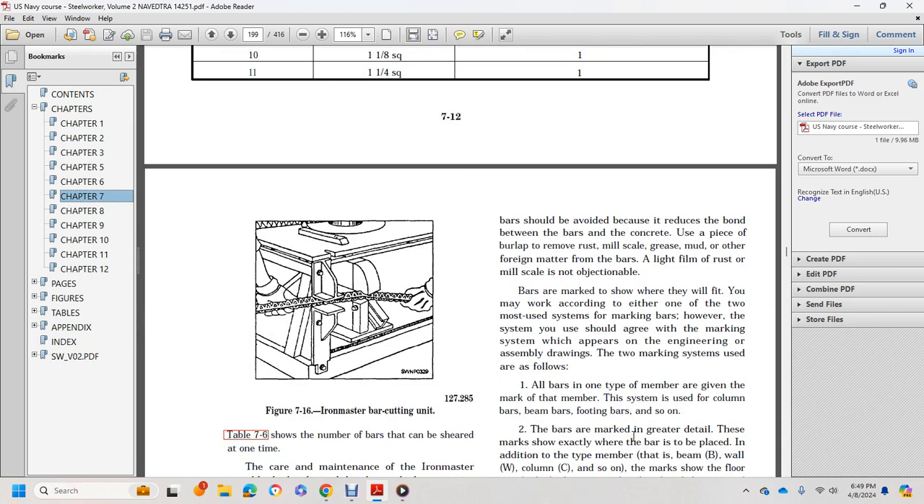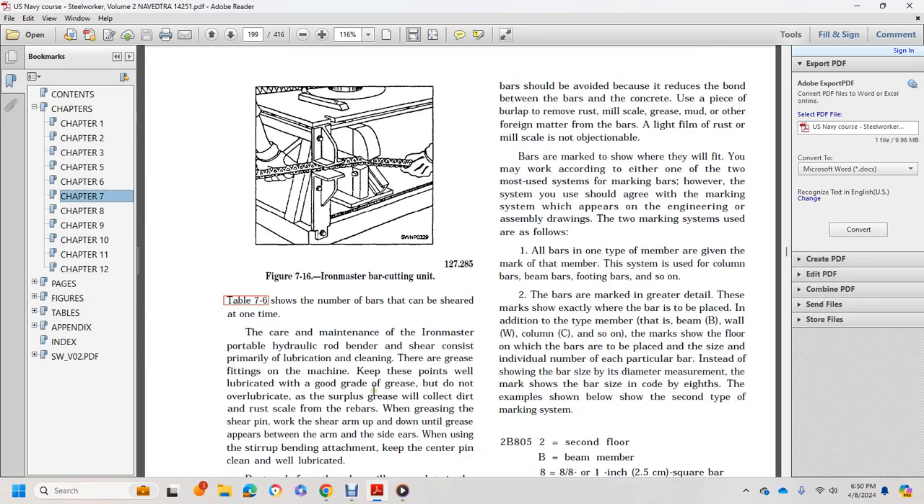Alright, table 716 shows the Iron Master bar cutting unit. Table 76 shows the number of bars that can be sheared at one time.